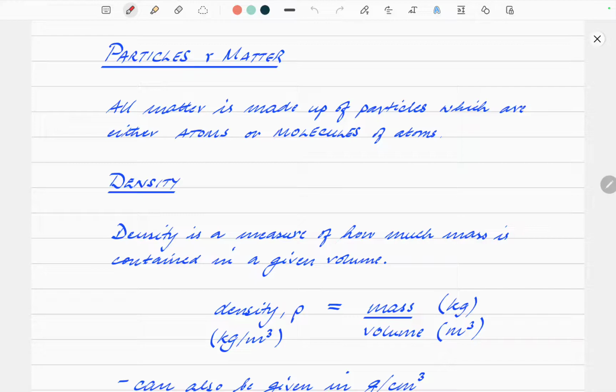In this video we're going to look at some of the material in the GCSE Physics Paper 1, Particles and Matter, so the particle theory of matter.